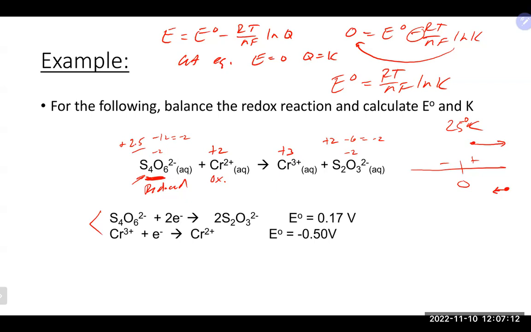Any questions on that? So that means, again, here, this would be our cathode. That would be our anode. That means to write this balanced equation properly, we would take our top equation the way it is, since it's already a reduction reaction.